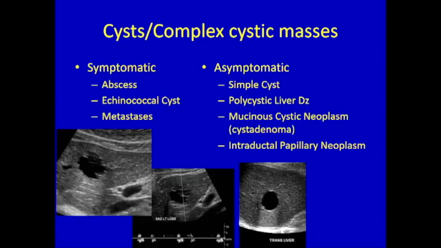Let's move on to cysts and complex cystic masses, and again, I'm going to divide it into the symptomatic and the asymptomatic. Asymptomatic simple cysts, nobody needs review. Just remember, even thin septations are probably okay. Don't worry too much about them. Polycystic liver disease, same thing. We'll talk about these at the end if we have time.